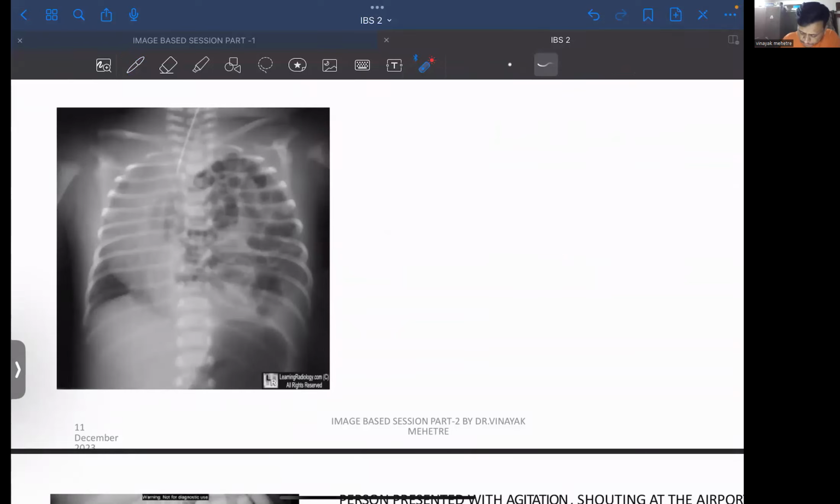Take a look over here. The diaphragm is like this. Something is coming from the abdomen into the thorax. A blackish shadow is coming from the abdomen into the thorax. This is called congenital diaphragmatic hernia. There are two types of diaphragmatic hernia. Which ones are they?